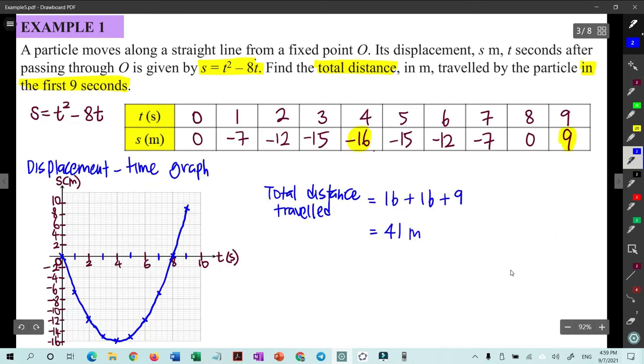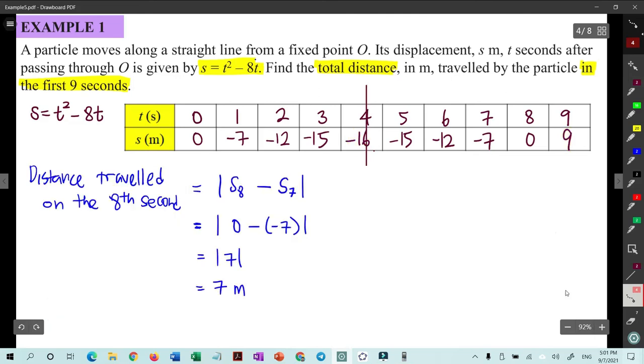If you go back to the graph here, on the 8th second, the movement is represented by this section. The distance traveled in this section is the difference in the vertical distance between these 2 points, which is 7 meters. So it is confirmed that the distance traveled by the particle on the 8th second is 7 meters.